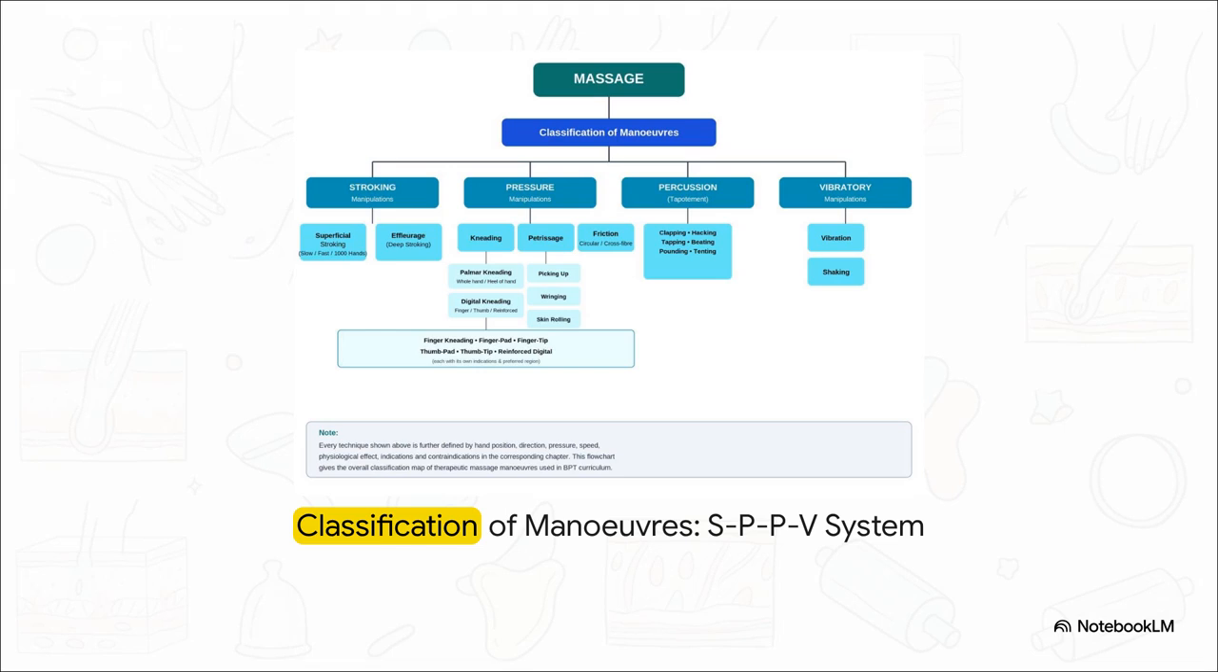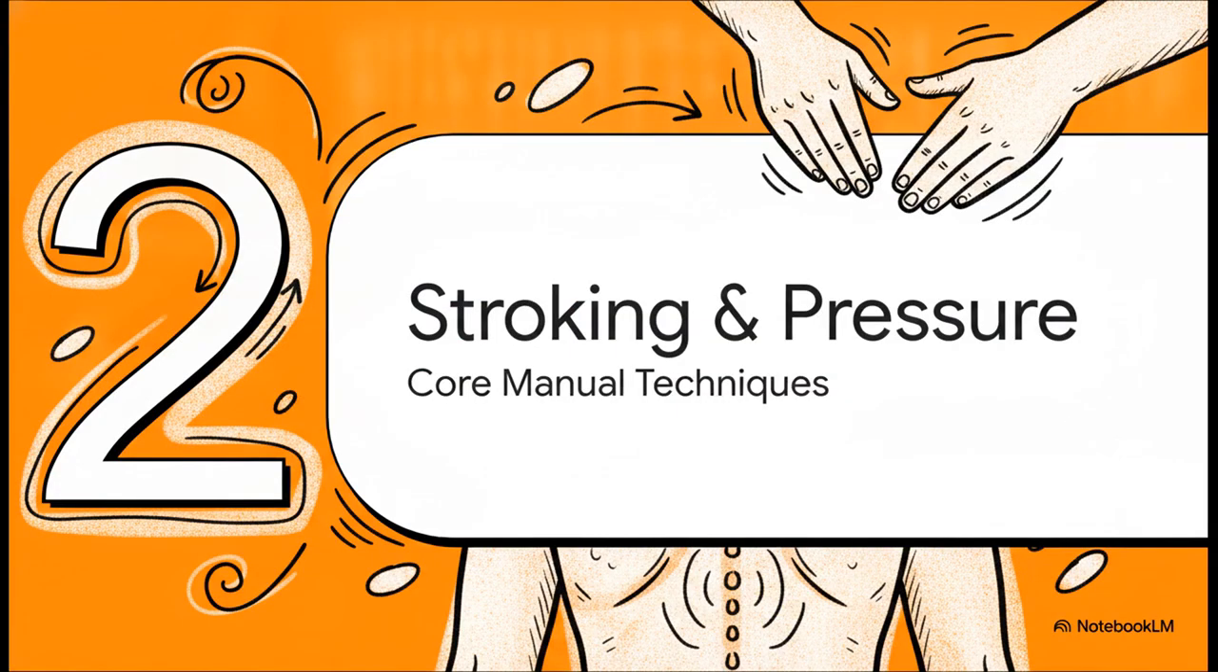Now, what's really interesting about this slide is how it maps out the SPPV families. The entire BPT curriculum for massage branches out from these 4 primary forces: stroking, pressure, percussion, and vibratory manipulations. This SPPV system is your absolute map for literally everything we do in the clinic. Moving right along to Section 2, Stroking and Pressure Manipulations. This is where we get into the core manual techniques.